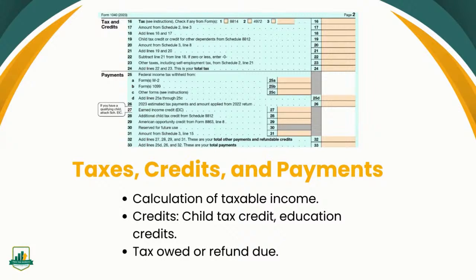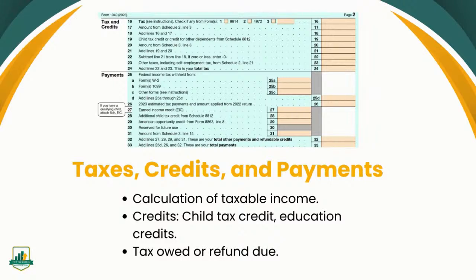So line 16, the tax amount. Here's where you jot down your tax based on your taxable income. If you've got income for specific forms, like 8814 for kid investments, or 4972 for special rules or lump sum distributions, you're going to mark that here. Line 17, Schedule 2, line 3, is the amount that you pull from Schedule 2, line 3. This includes additional taxes owed outside of the standard income tax.